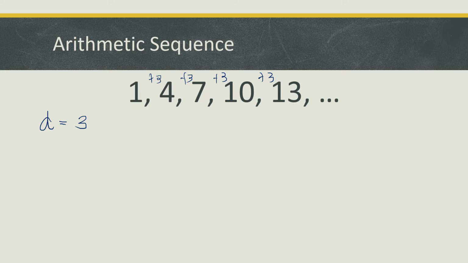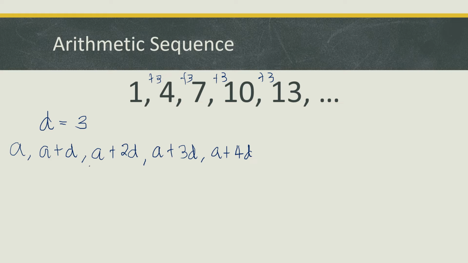Let's say the first term is a. To get the second term, you add the common difference. To get the third term, you add twice the common difference to the first term. Then to get the fourth term, you add thrice the common difference. And for the last term, we add 4 times the common difference.